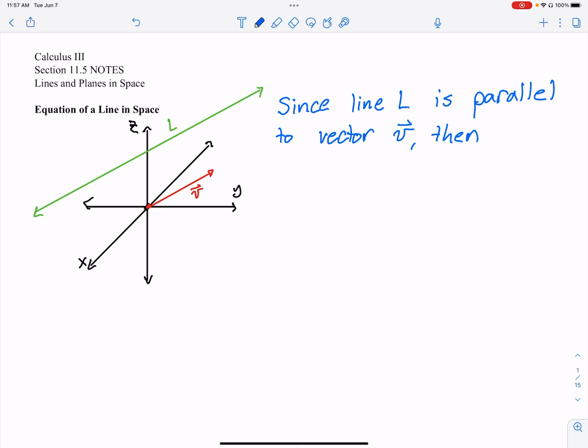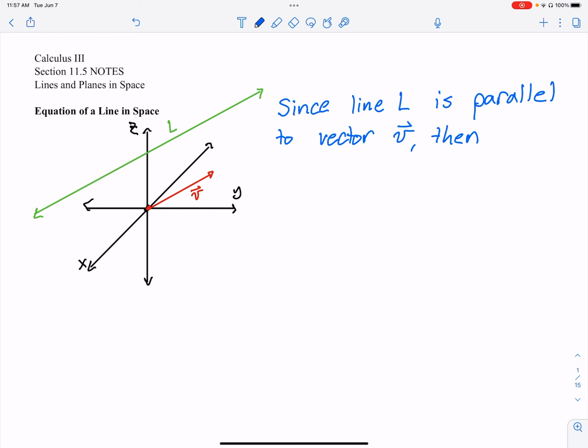Since line L is parallel to vector V, so they are the same, and hopefully you remember this, that means that if I take a vector from the line, not the line itself, but a vector from the line, then this is equal to some scalar, t, times the direction. Remember, if two vectors are parallel, they are multiples of each other, a linear multiple. All right, so we have that equation.